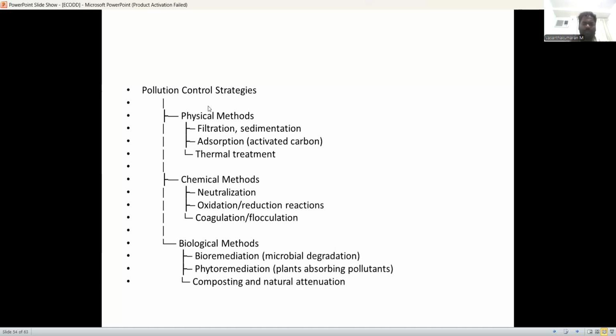Then, as I said, pollution control strategies. Pollution is separated into biological, chemical, and physical types, and pollution control is also classified into three parts. Physical methods include filtration, sedimentation, absorption, thermal treatment. In chemical methods, there is neutralization, oxidation, reduction reactions, coagulation, flocculation. In biological methods, there is bioremediation, phytoremediation, composting, natural attenuation. You can do everything by this.